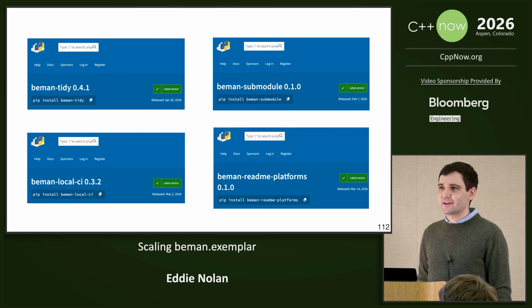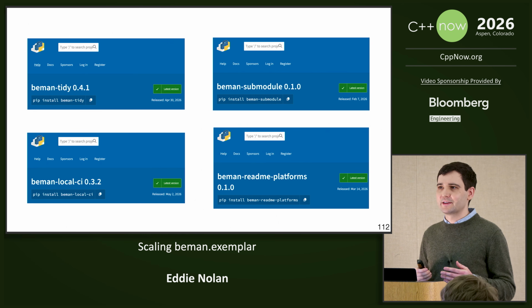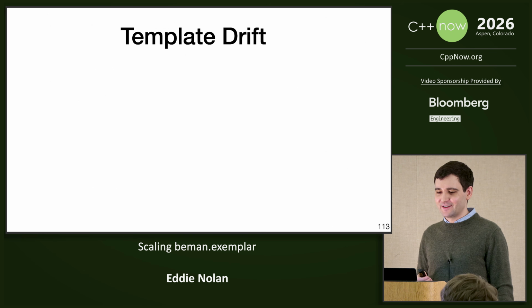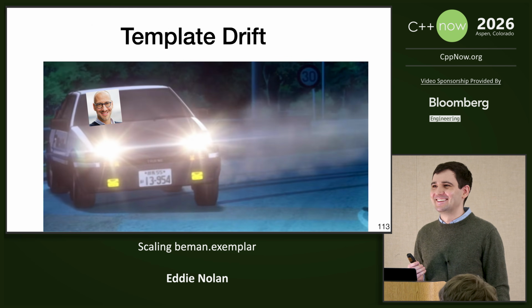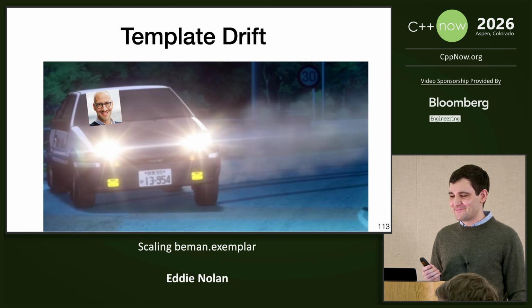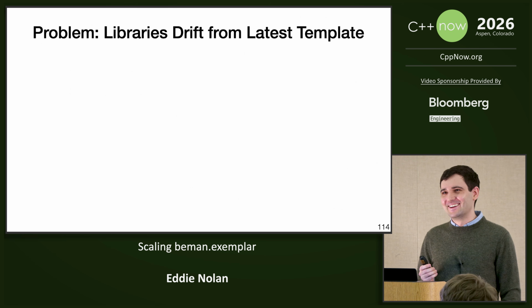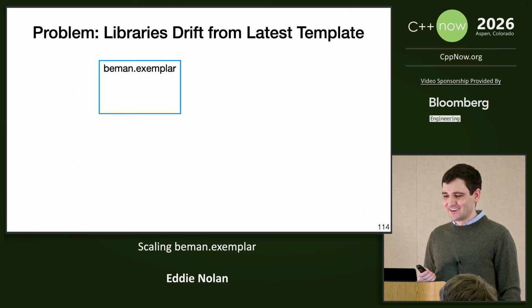So the last part of the talk I'm going to talk about is actually how do we propagate all of this stuff from the exemplar template to all of the other repositories. And for that, I need to talk about template drift. And I don't mean this kind of template drift. I'm talking about when you have libraries that drift away when you update beman exemplar.